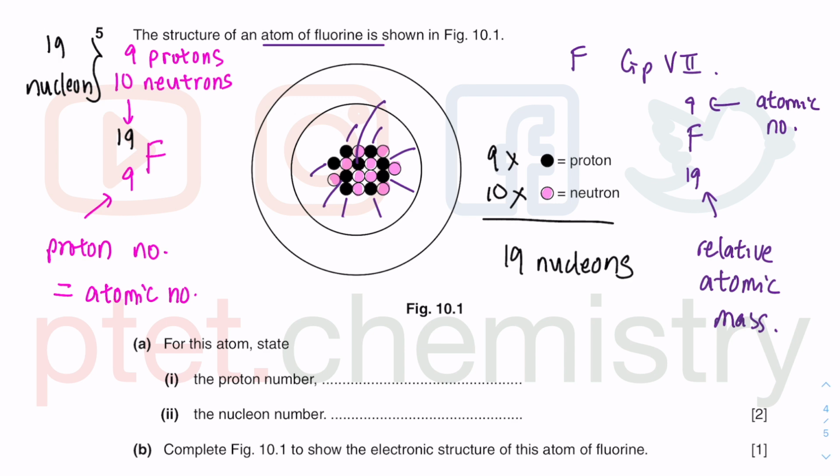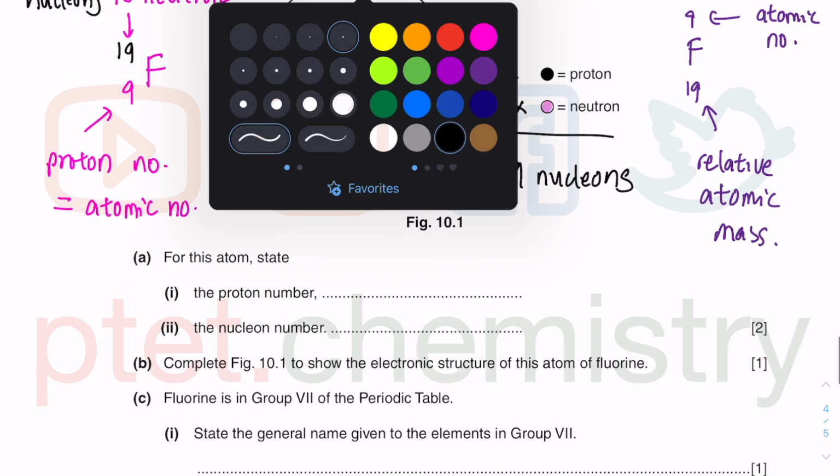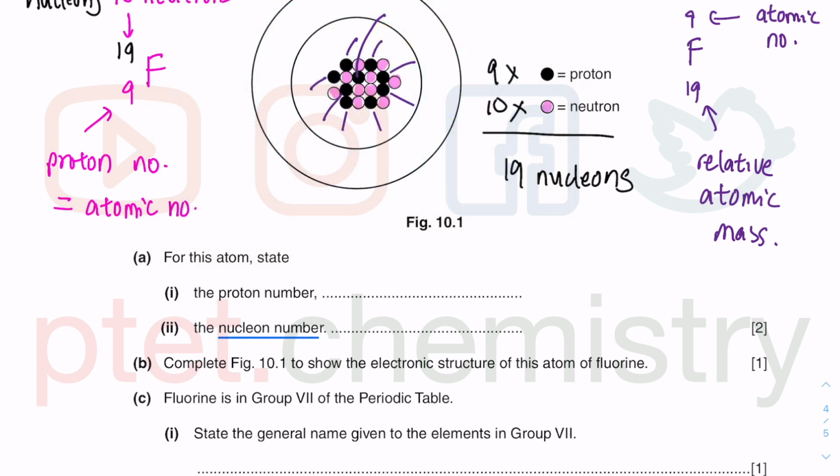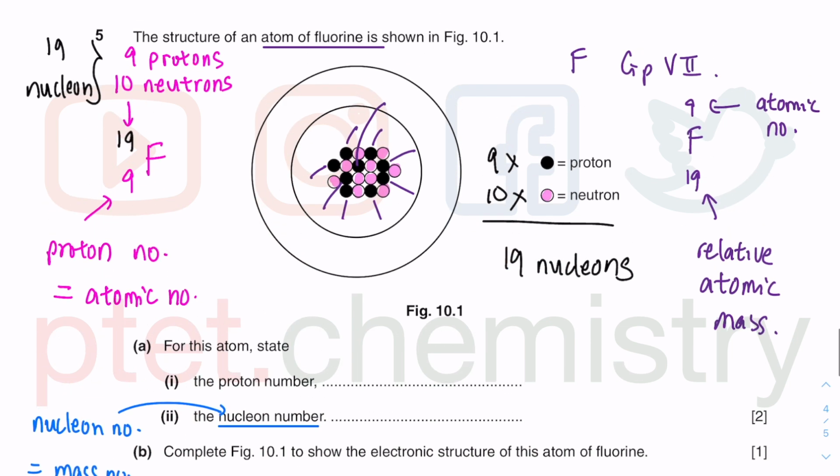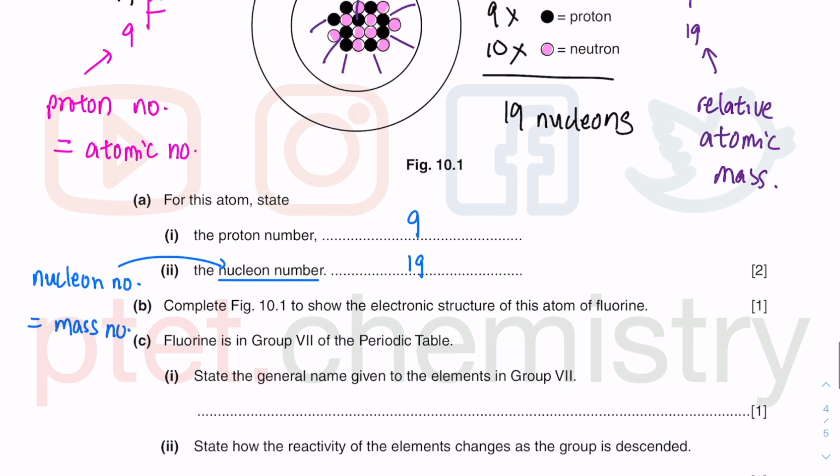Nucleon number, which is your mass number, as stated in the year 9 syllabus under atomic structure. So nucleon number, not neutron number. This is equal to the mass number, which is equal to the number of protons plus the number of neutrons. So that one is 19, and the number of protons is just 9 there. Complete this figure. Wherever there is a mark, you've got to read the question.